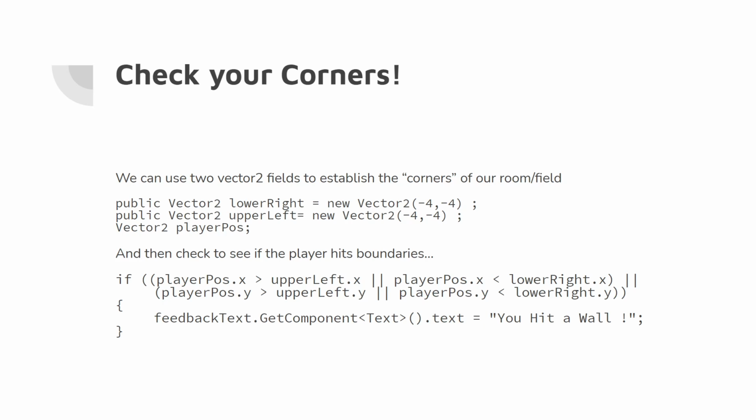So imagine we have two Vector2 fields. There are lots of different ways to approach this. I like this one because we set an upper left and a lower right corner on the screen. We're establishing rooms. They're going to be rectangular. They're going to be aligned with our axes. They're really, really simple. So we have an upper left and a lower right, and basically they're going to be corners.